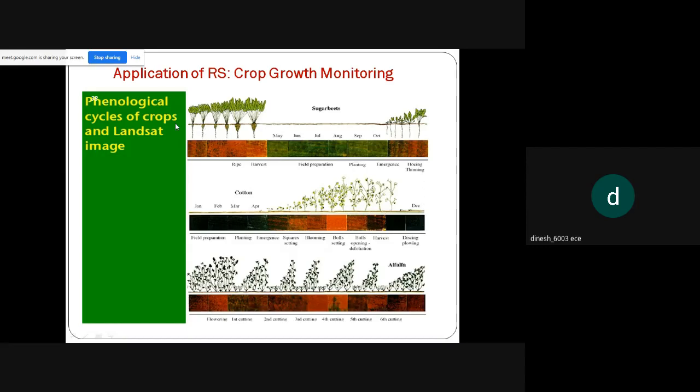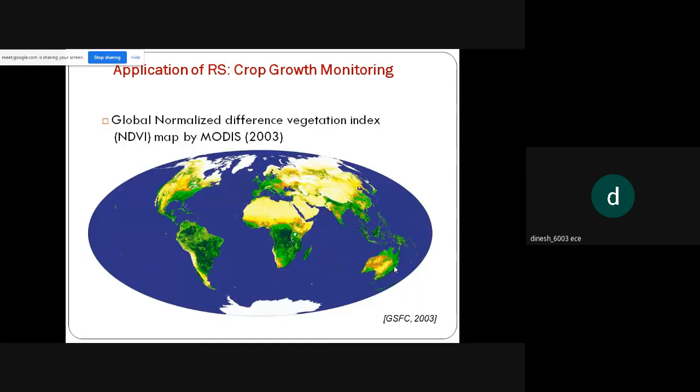Similarly, you can see for sugar beets. Sugar beets field preparation starts during June, July. So June, July, the area of sugar beets will look like this greenish. Then planting like this. Emergence during October like this. So there it starts. Actual crop grows, thinning. Then during March or April it's ripening, or during April it gets harvested. So this is for sugar beets. Similarly, you can see it for alfalfa flowers. So this is crop growth monitoring.